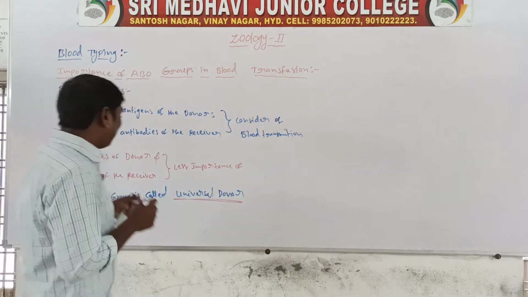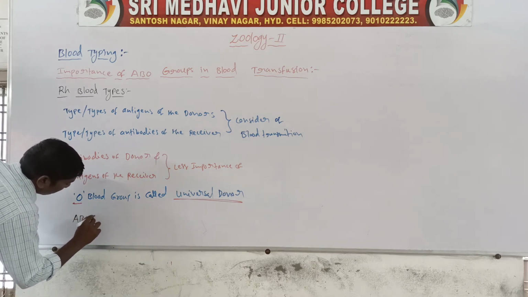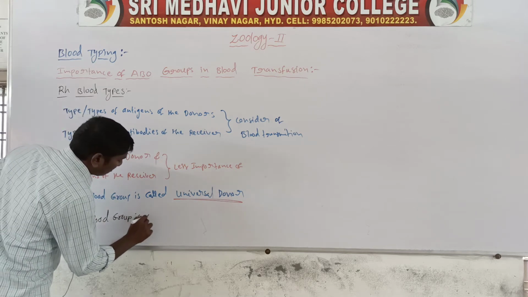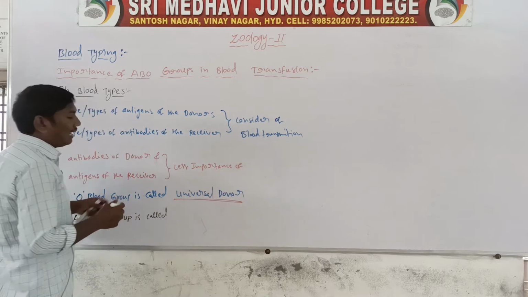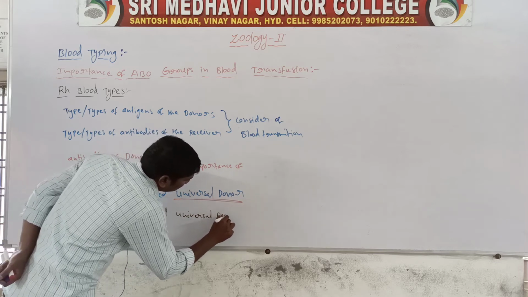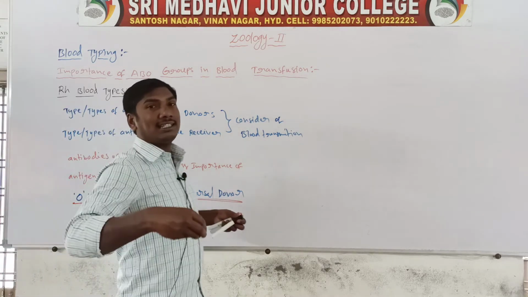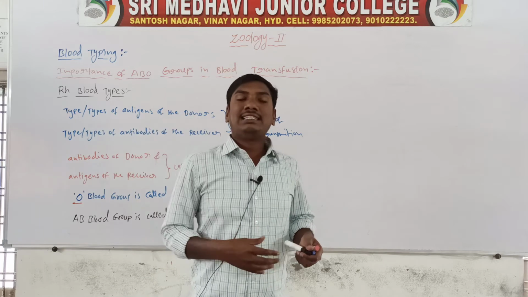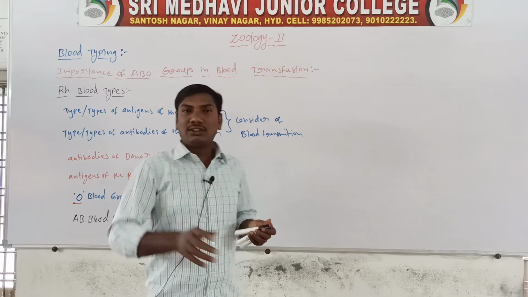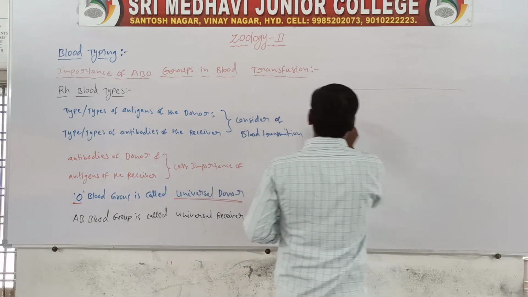The AB blood group is called the universal receiver. AB blood group persons are called universal receivers because in AB blood group persons there are no antibodies. See the table once; in the previous class we saw the table.